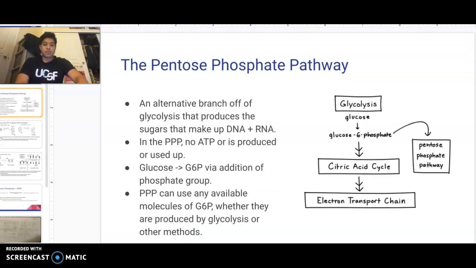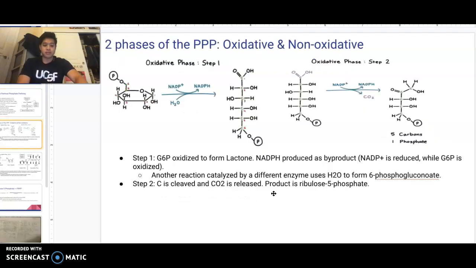So everything starts with the pentose phosphate pathway. As you can see over here in the image on the right, it's an alternative branch off of glycolysis that produces the sugars that make up DNA and RNA. In the PPP, no ATP is produced or used up. In order to get to the PPP, you start with glucose, and you form glucose 6-phosphate via addition of a phosphate group, and the PPP can use any available molecules of G6P, whether they are produced by glycolysis or other methods.